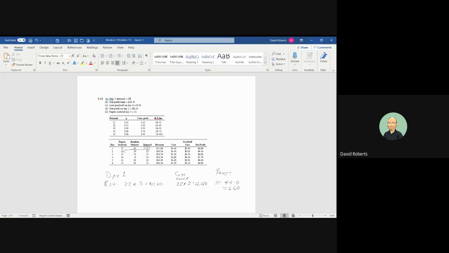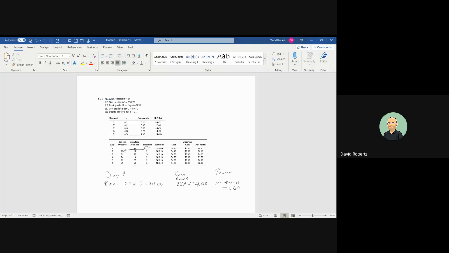52 goes into the category 51 to 70. So that would read as 24 newspapers. So you ordered 21, you have 21 sitting in front of you, but 24 people come to buy a newspaper. You only have 21 newspapers to sell. You would have liked to have sold more, but you didn't have them. You only ordered 21 newspapers, so 21 times 20 cents is $4.20.